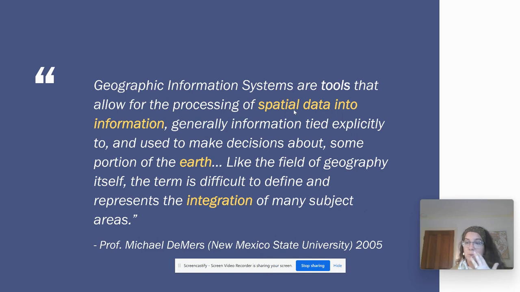So essentially, from these questions, we could come up with data, information. It could either be qualitative, which is obviously not quantitative. Qualitative is when you ask open-ended questions. Quantitative is going to be data that's numerical in nature. So we are going to take this data, this information, and we're going to tie it explicitly to parts of the earth and use it to make decisions about them. Like the field of geography, the term is difficult to define because geography integrates so many different subjects into one.